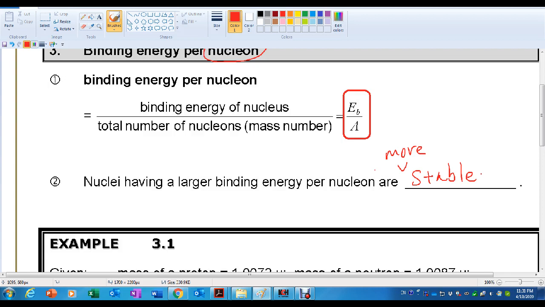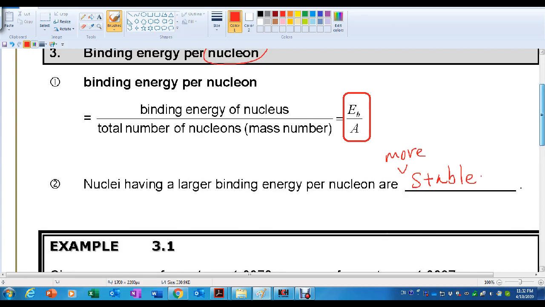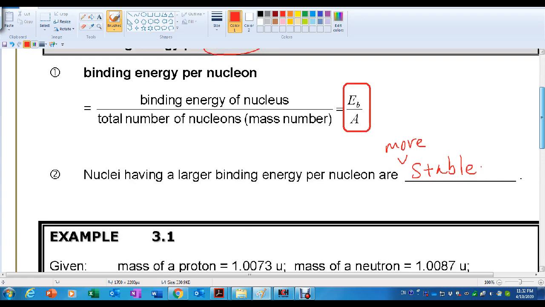But binding energy per nucleon means how much energy is shared by each nucleon when it gets separated apart. So that energy is the determining factor for the stability. Larger binding energy per nucleon means it requires more energy to separate some nucleons from the nucleus. So that's why they are more stable.